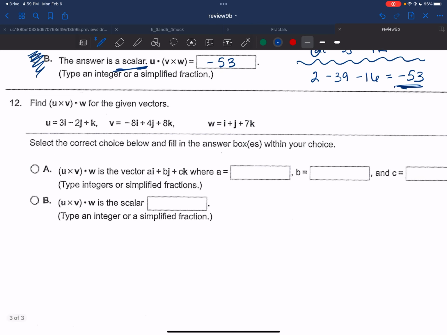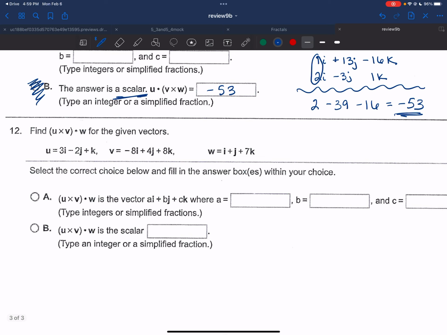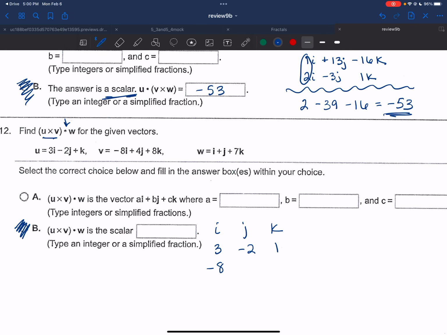12 is going to be the same thing. Well, not quite the same thing. We have a u cross v before we have a dot product with w. That dot product is the last thing we're going to do, so that's going to be a scalar. So let's go ahead and cross u and v. So i, j, k. u is going to be 3, negative 2, and 1. v is going to be negative 8, 4, and 8.